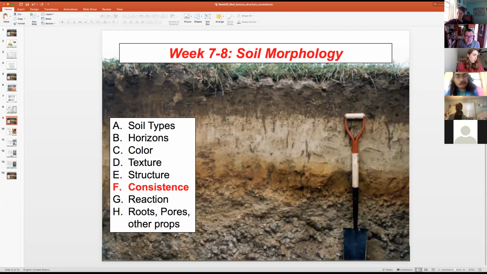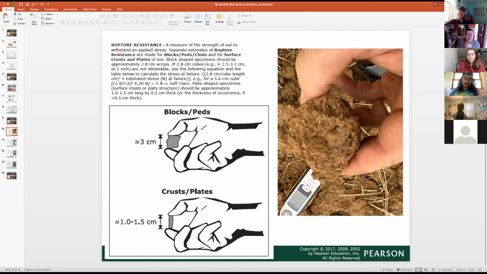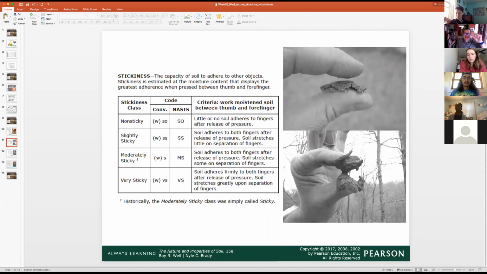Then the next thing is consistence. This is basically how well the individual peds or little clods hold together. There are 4 things we talk about. We can talk about rupture resistance. When you have a little dirt clod, how much pressure do you have to apply to break it? That's rupture resistance. We can talk about stickiness. You take a little bit of soil between your 2 fingers and pinch them together, and when you pull your fingers apart, that upper example is non-sticky.